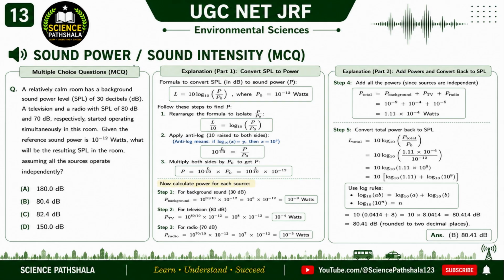So now we need to convert total power back to SPL in step 5. So L total is 10 log P total upon P naught, that is 10 log of numerator 1.11 into 10 raised to power minus 4 upon 10 raised to power minus 12 in denominator. So on solving we'll get 10 into log 1.11 plus log 10 raised to power 8. Using basic log rules, that is log AB is log A plus log B, and log 10 raised to power n is n, on solving we'll get 80.414 dB, that is rounded off to 2 decimal places, 80.41 dB.